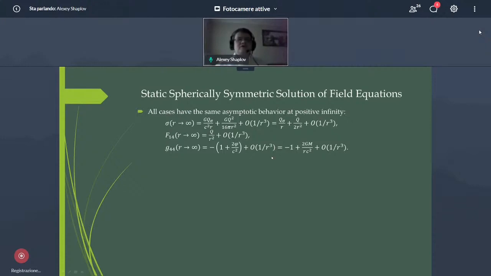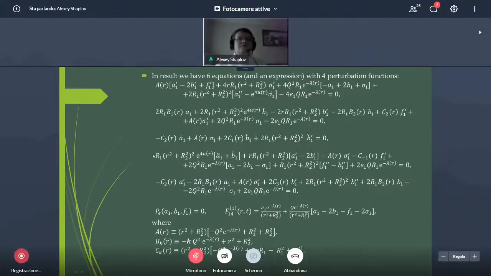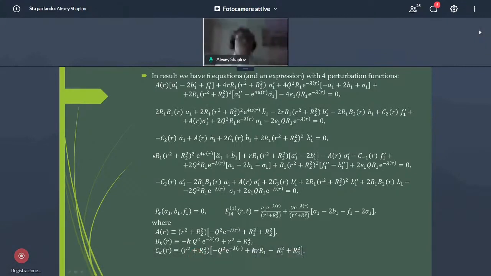The problem of stability is very important for wormholes, and this problem can be split into two parts, polar perturbation and axial perturbation. Polar perturbation is the important one. The perturbed metric with polar perturbation has the following form, and in linear approximation leads to these five equations with one additional equation which plays the role of a gauge condition. And these five equations can be combined into a single linear second order differential equation for an auxiliary perturbation function.